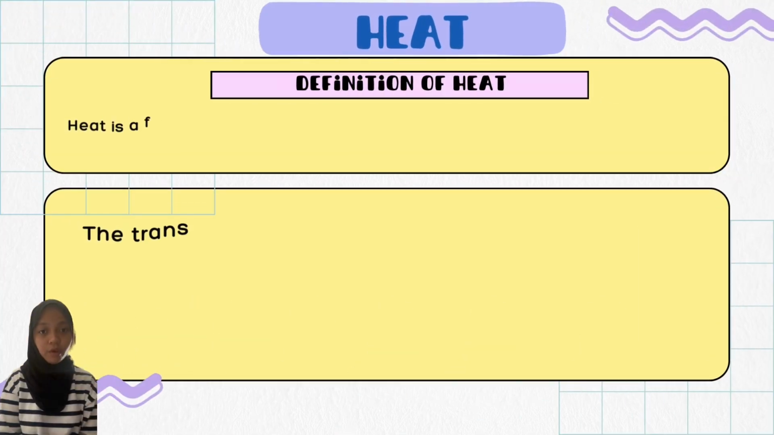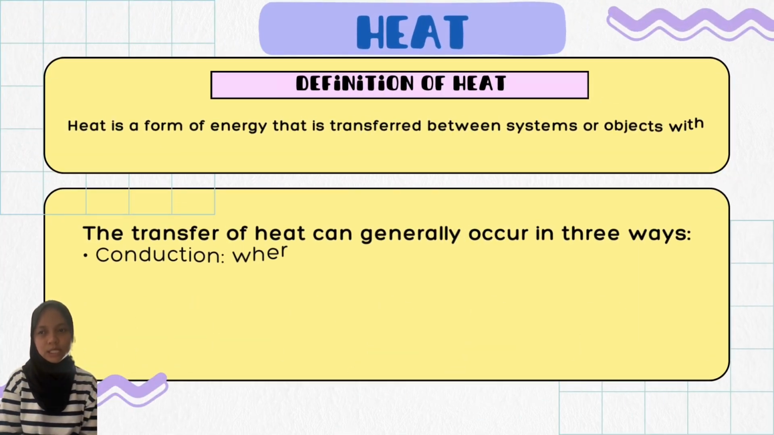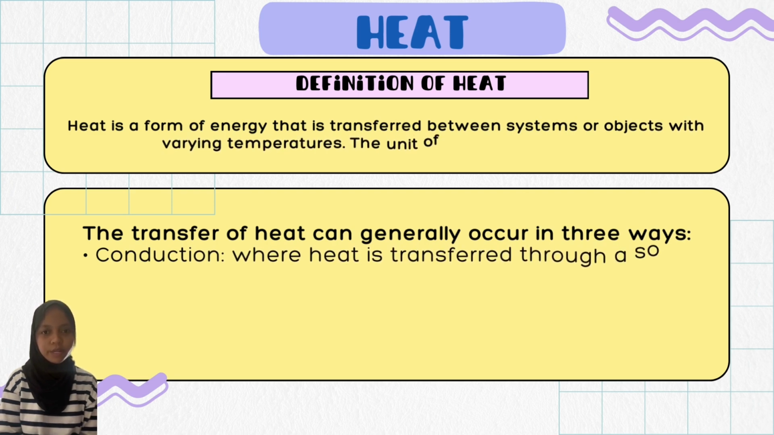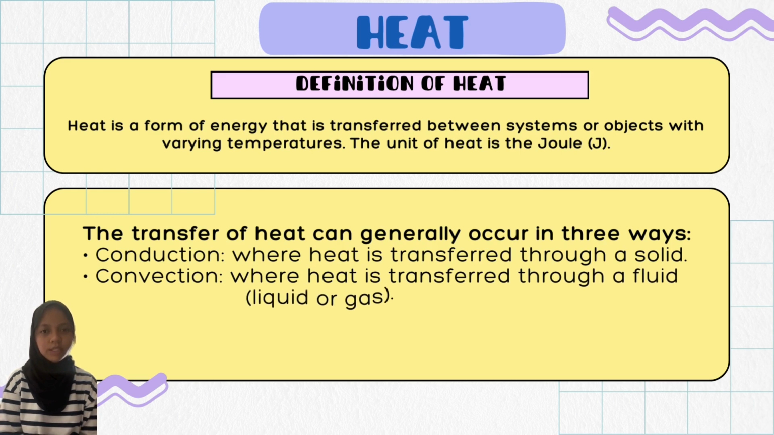What is the meaning of heat? Heat is a form of energy that is transferred between systems or objects with varying temperature. The unit of heat is joule. The transfer of heat can generally occur in 3 ways.